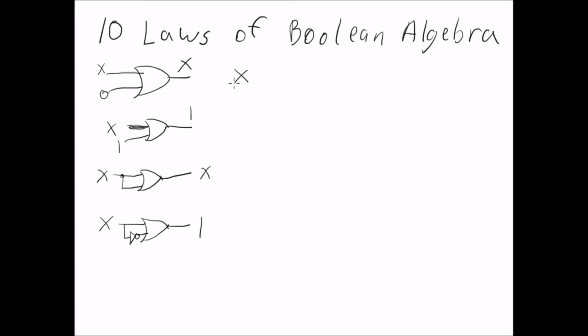So I hope I've said OR gate all along. Let me just summarize these rules on the side here. X OR 0 is the same thing as X. X OR 1 is a 1. X OR X is an X. X OR not X is a 1. Now I happen to be using X for my switches, but I could call the switch anything, A, B, C, D, it does not matter.